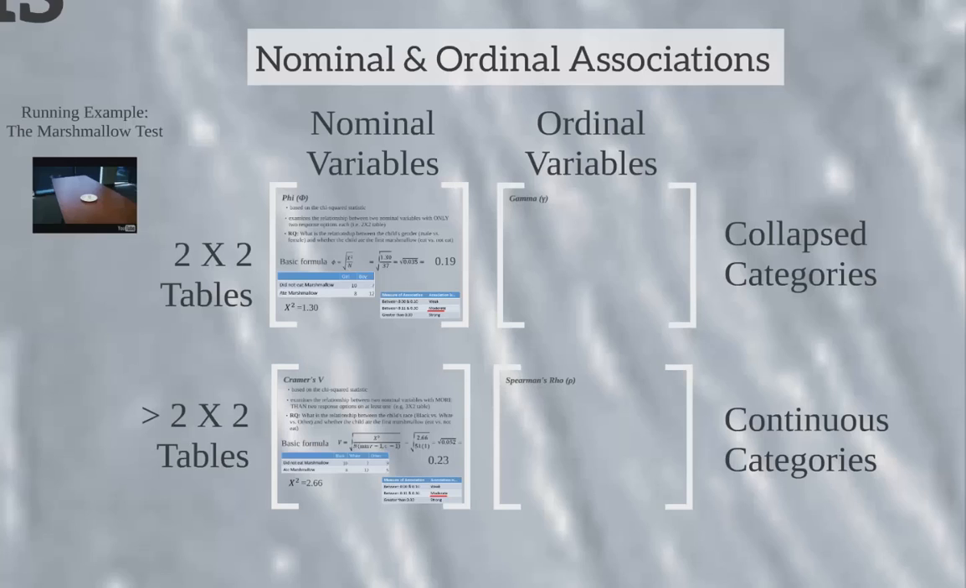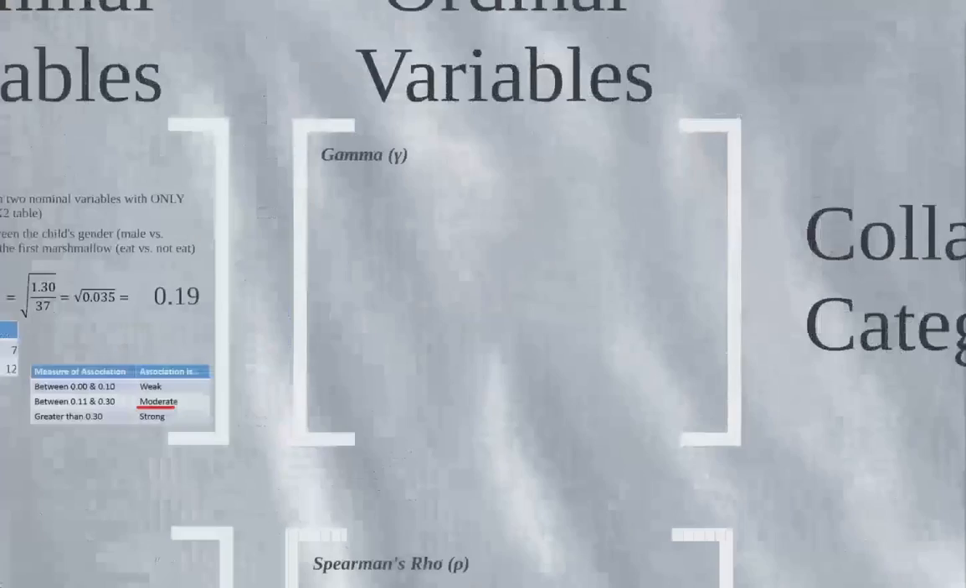Where you're asking somebody a question, and they have to rate their response on something like strongly agree, strongly disagree, and so on and so forth, right? And so that would be a continuous category. Let's jump into the first situation here. To measure when we're using ordinal variables with collapsed categories, we'll use gamma. Gamma is signified by the Greek letter gamma, which looks like a little y.